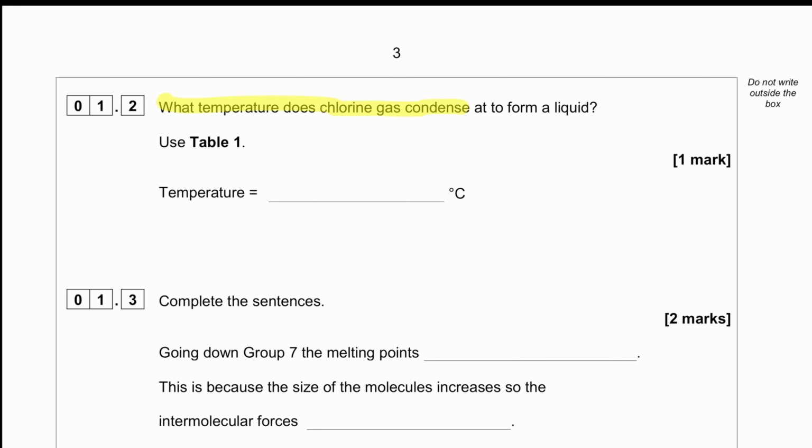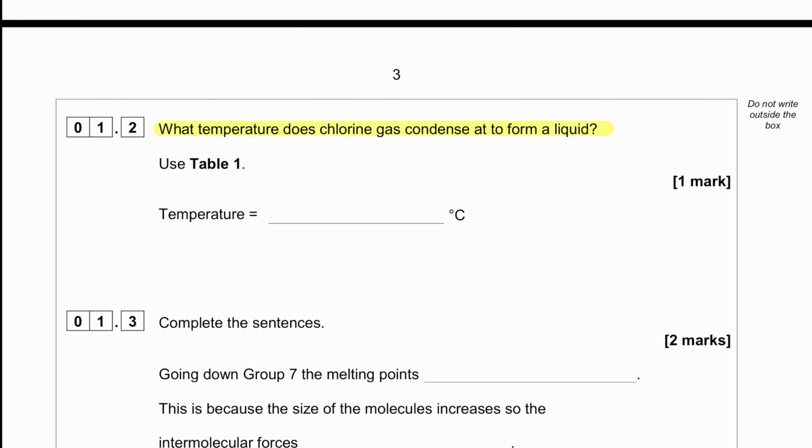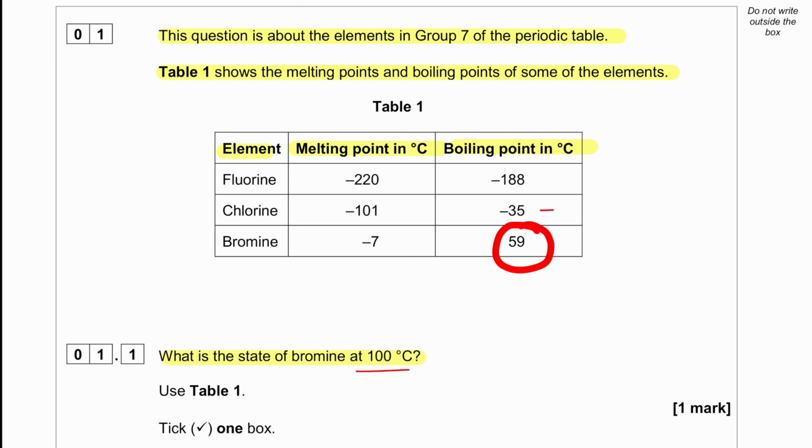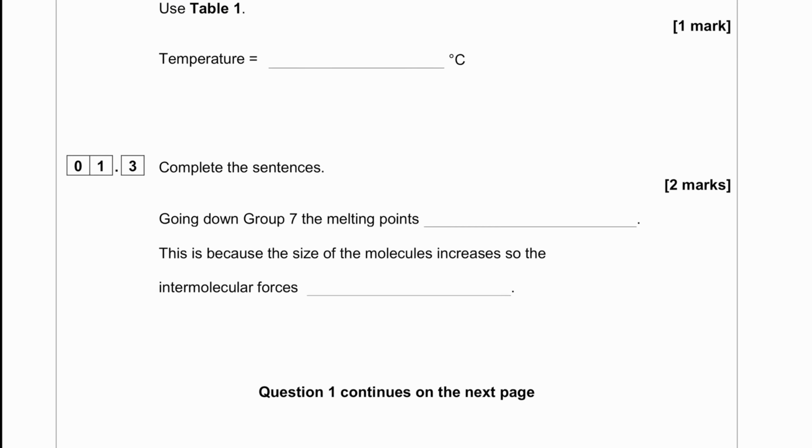What temperature does chlorine gas condense at to form a liquid? Okay, so we need to know at what temperature the chlorine gas will condense. We know that condensation occurs at the same temperature as the boiling point. However, the only difference is it needs to be cooled down at that particular temperature. So here we can see minus 35 degrees Celsius is the boiling temperature, so this will also be the condensing temperature. So minus 35 degrees Celsius will be the answer.